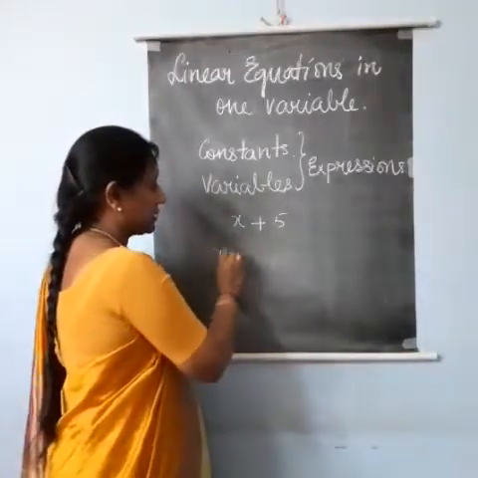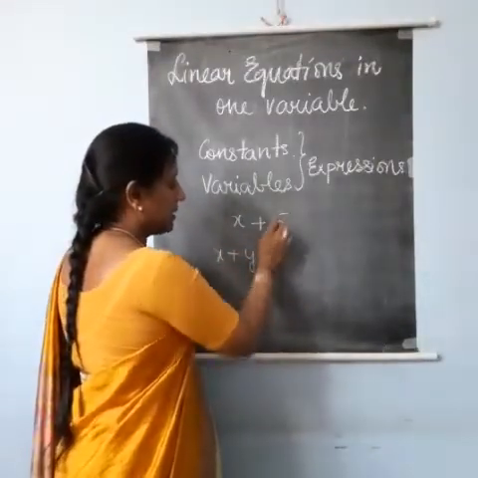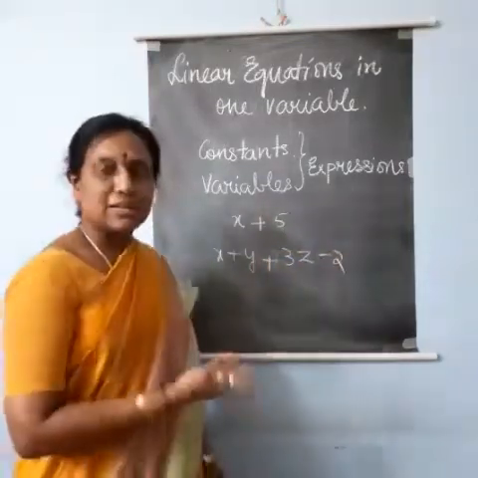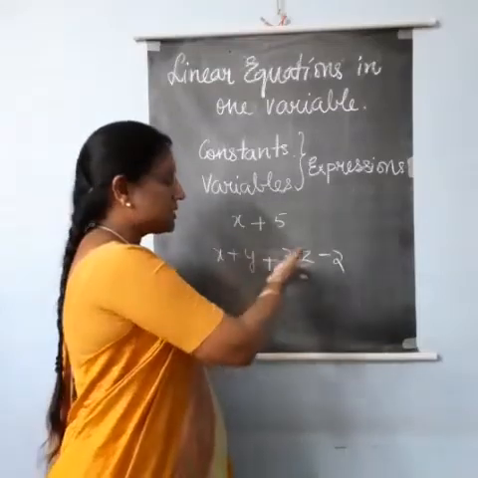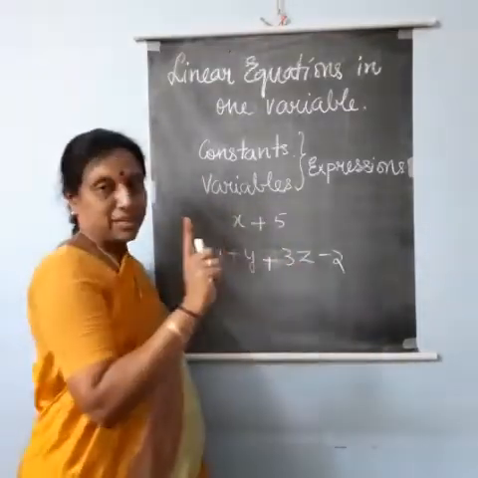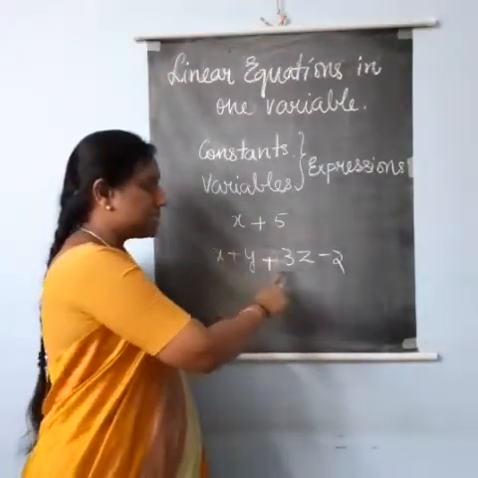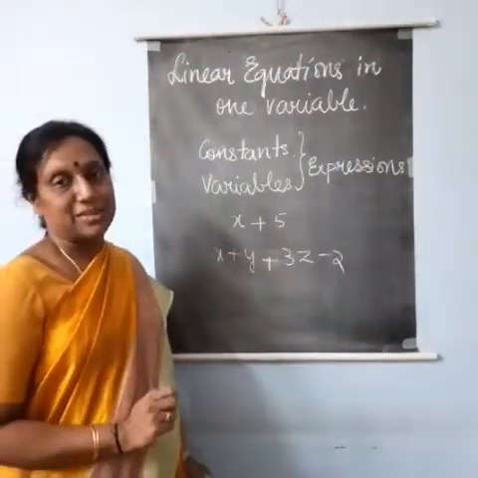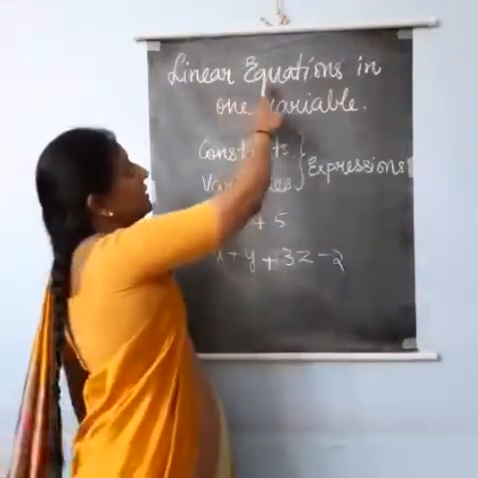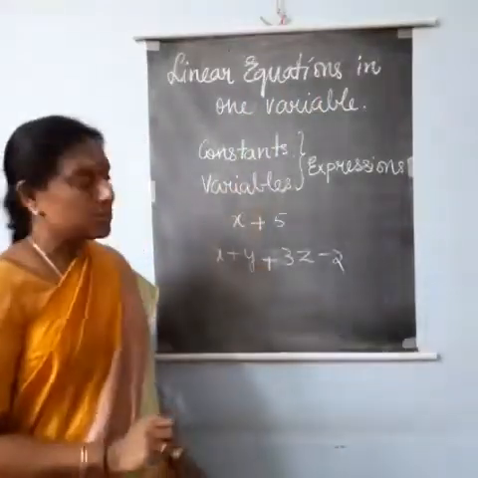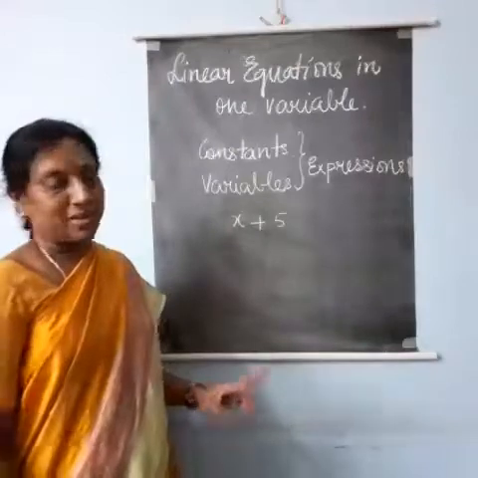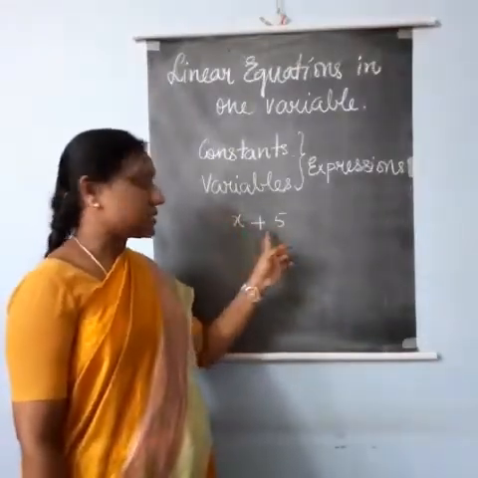We can have x plus y plus 3z minus 2. These are all expressions, right? Because they have variables and constants. Now, in this, we have only one variable. In this, how many variables are there? There are 3 variables. What is the topic this year? It is linear equation in one variable. So, we will not have these kind of expressions this year. Okay. So, let us go for expressions of this kind.